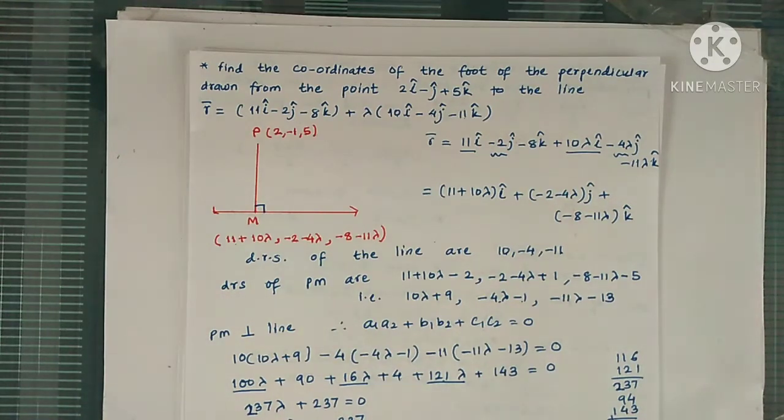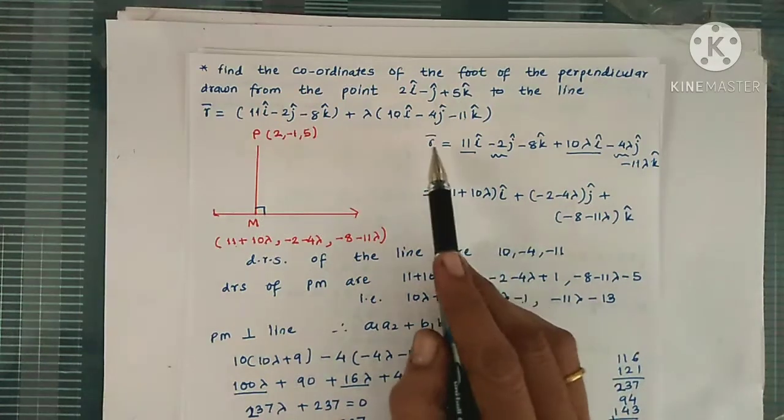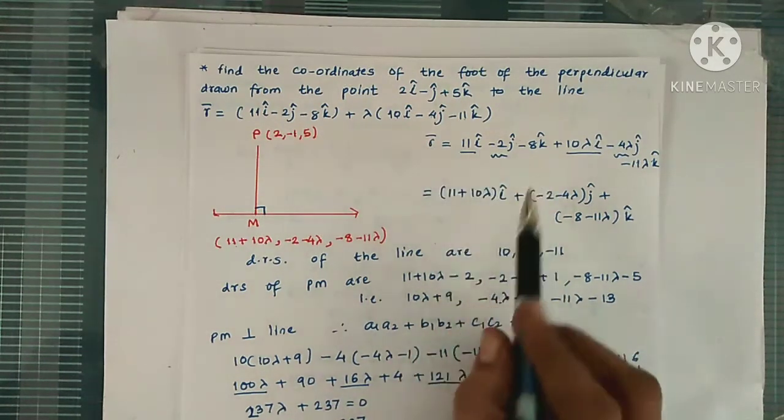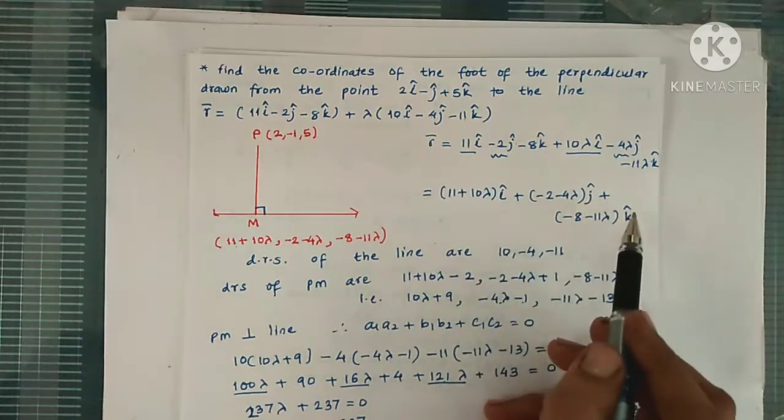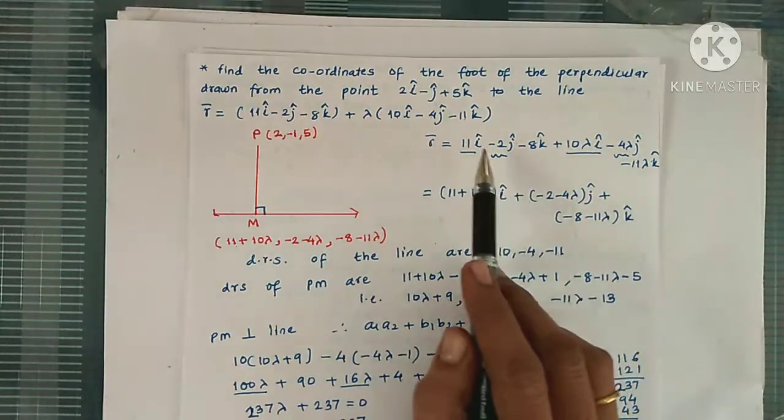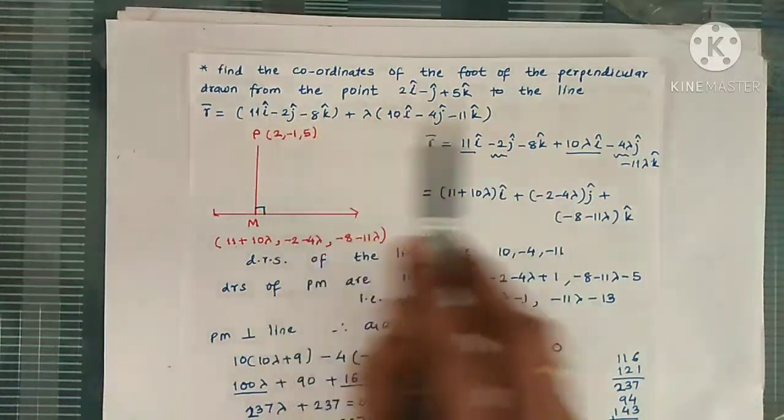So in the previous question, the equation of the line was given in Cartesian form. Here it is given in vector form. So again we have to find M in terms of lambda. M means the foot of the perpendicular. So to find M, let's write the equation of the line as a term in i cap, then a term in j cap, and a term in k cap. For that, let's write this first bracket as it is.